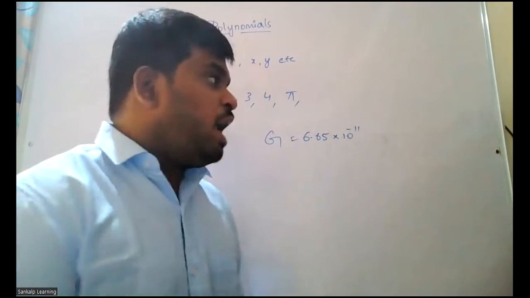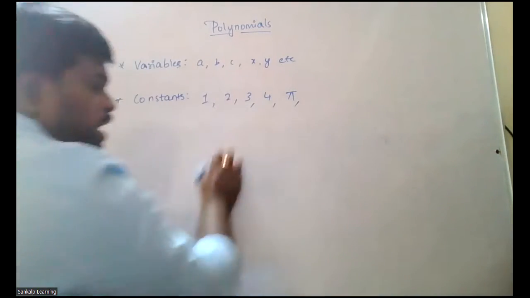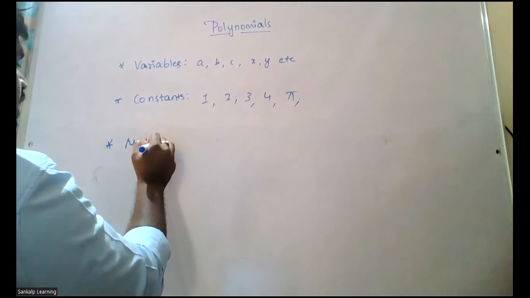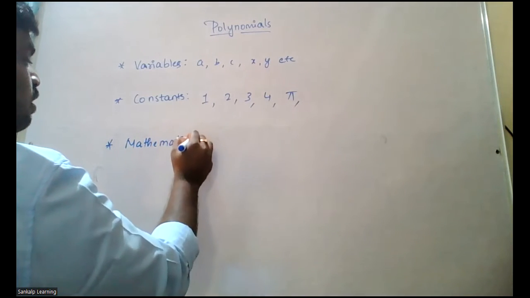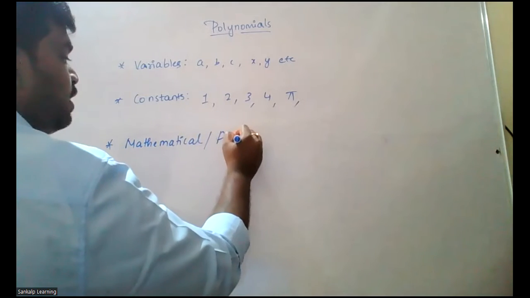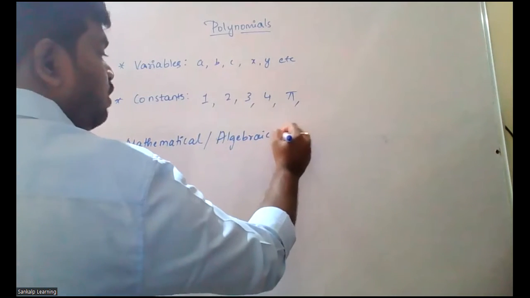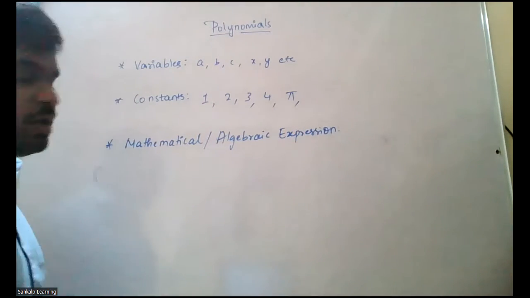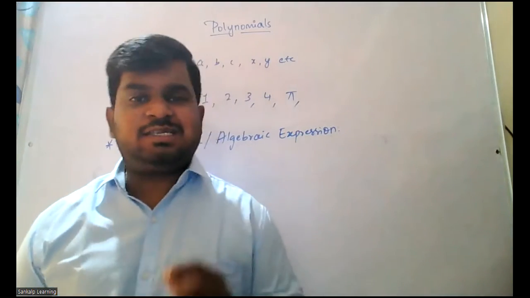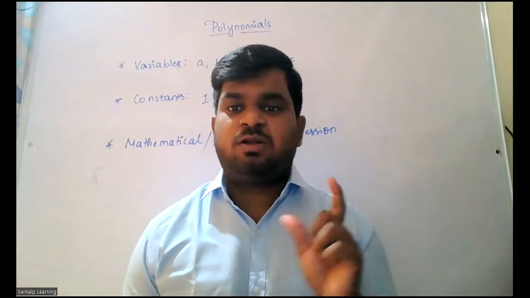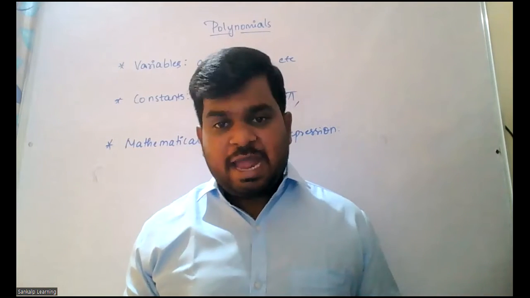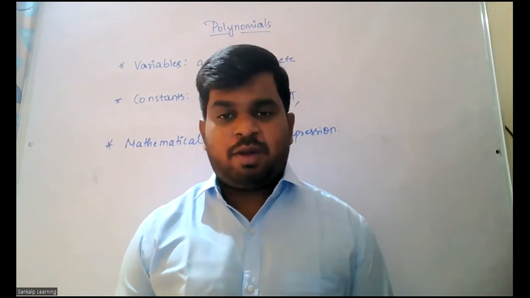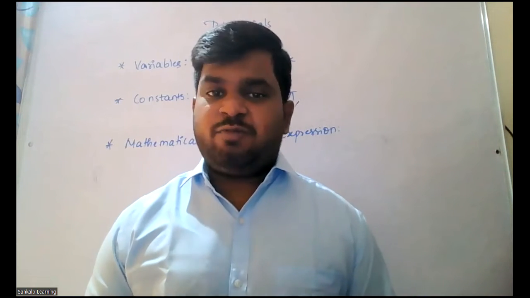Now, another important thing is expression, mathematical expression or algebraic expression. What is a mathematical expression? It is simply the combination of variables and constants. You combine variables and constants. How do you combine? Either by plus sign, minus sign, into, or division. Combine them using any of the signs and we call it an expression.